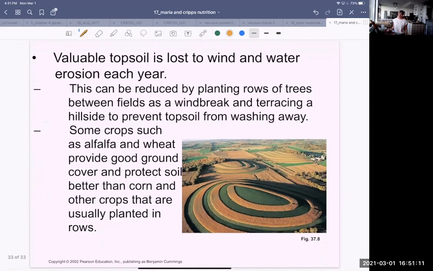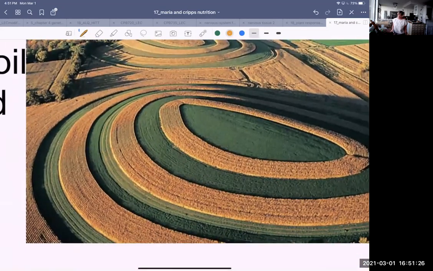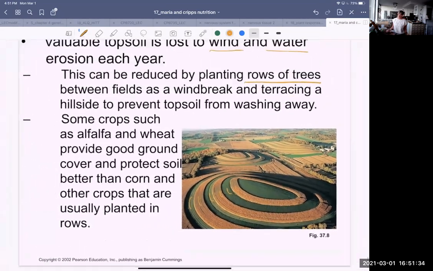So we lose a lot of topsoil to wind and water every year, but you can reduce it. There are ways of planting. You can plant rows of trees between fields as a windbreak, for example. You can terrace a hillside. This is terracing with different layers, different heights of plants, so that prevents the topsoil from washing away. Alfalfa and wheat provide good ground cover and protect soil better than, say, corn. Maybe that's what was planted in that area before it was corn.